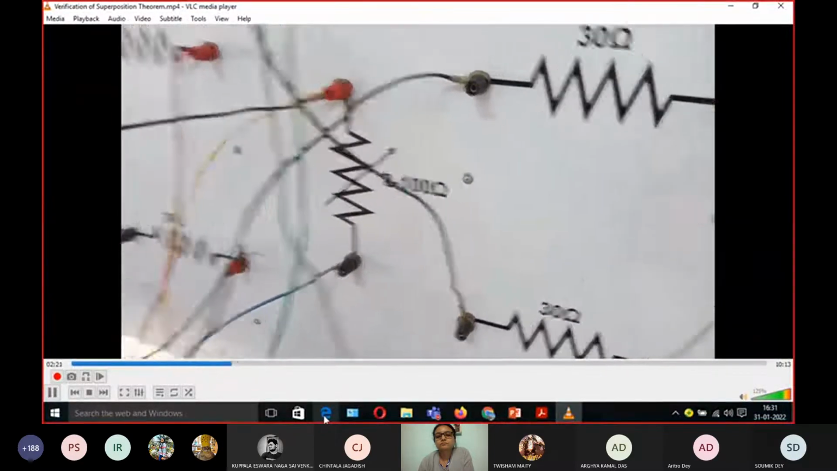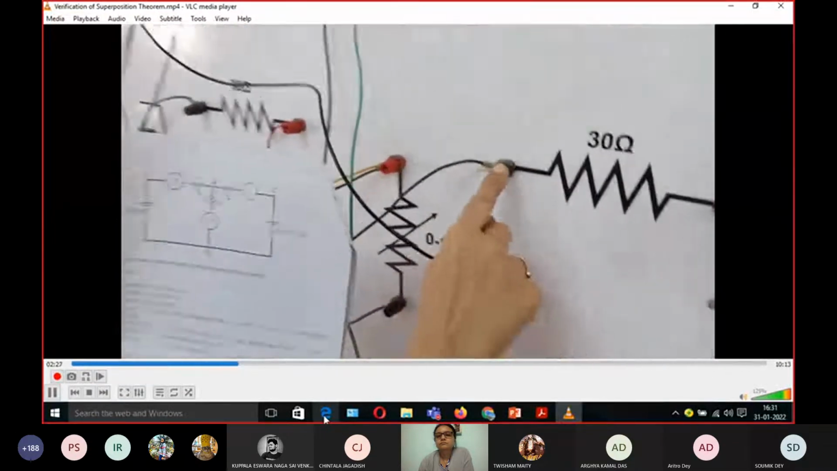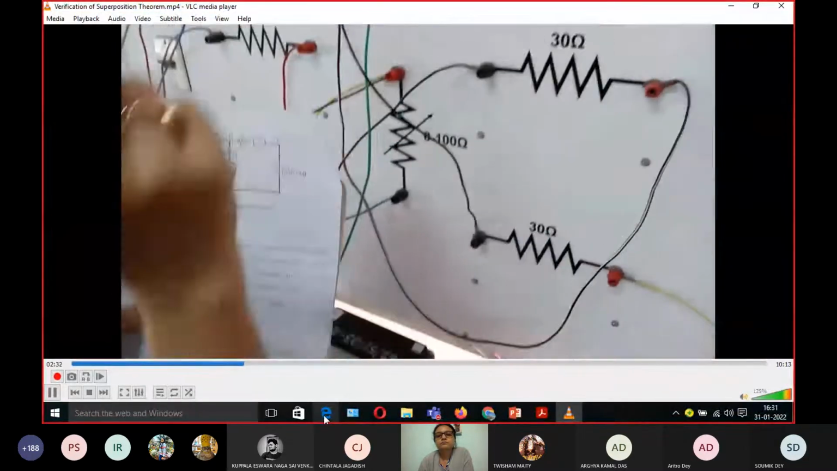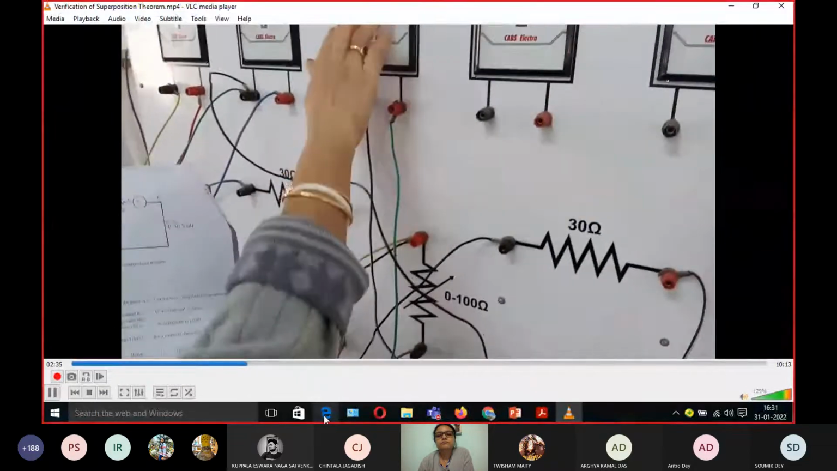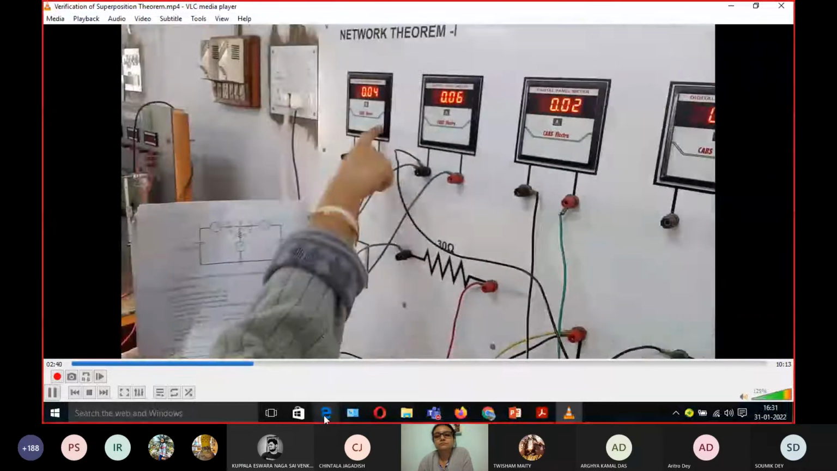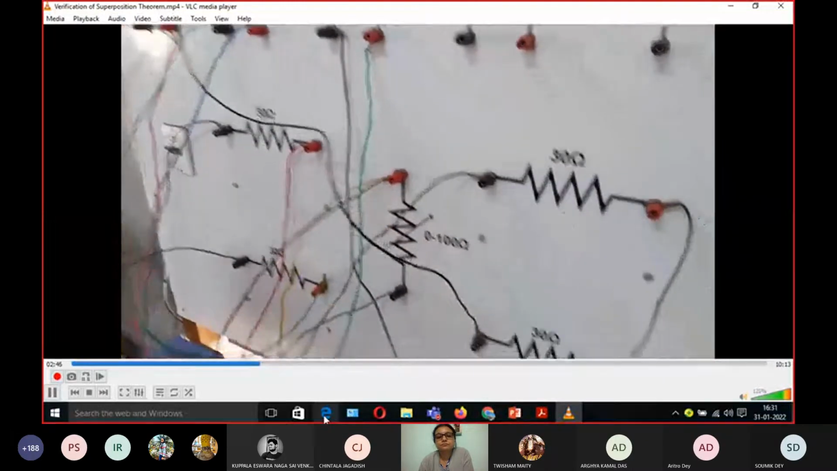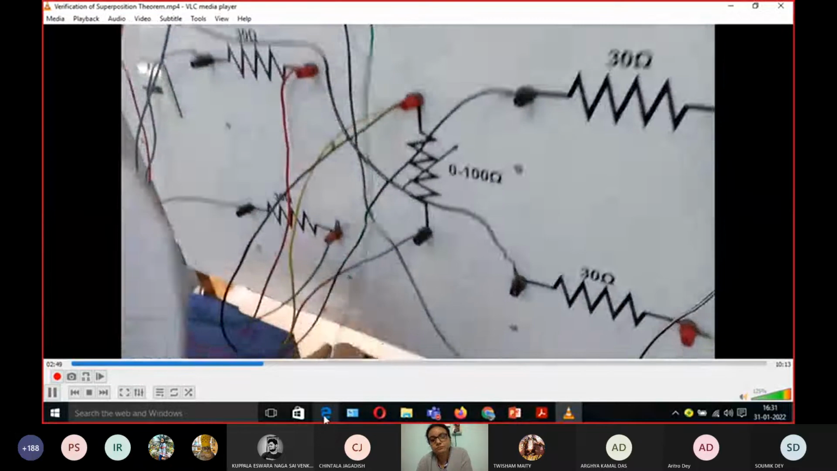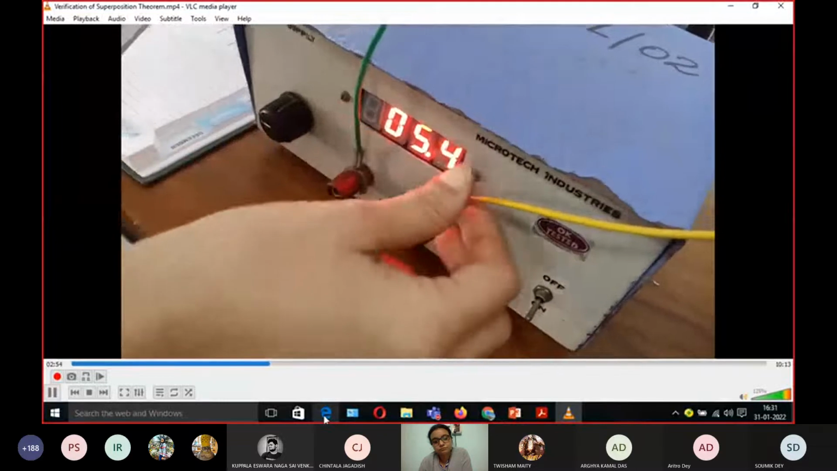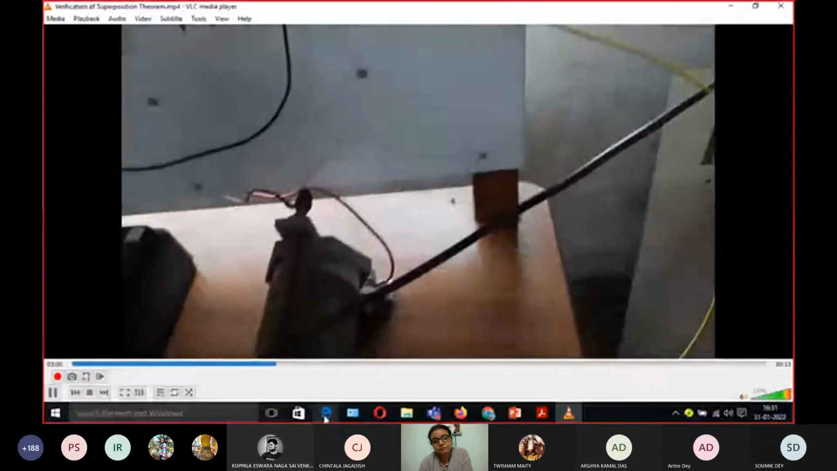From the B terminal, it is going to the resistance R2. Then from the other terminal of R2, to measure the branch current across R2, another ammeter is connected. This one is the first ammeter, which is measuring I1. This one is I2 and this is I3. From the other terminal of the ammeter, it is going to the source, and the other terminal of the source is connected here.